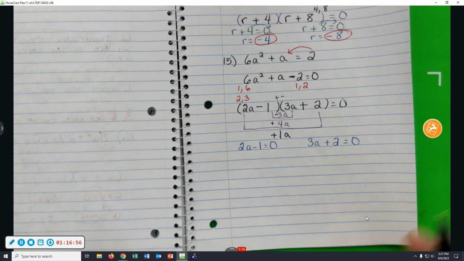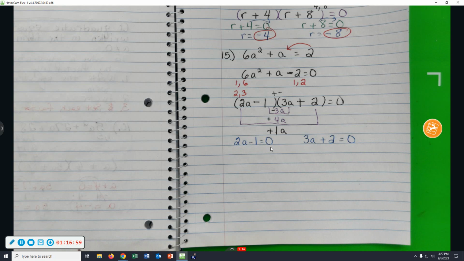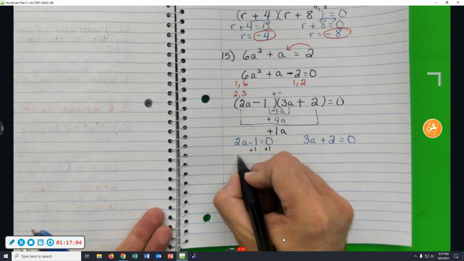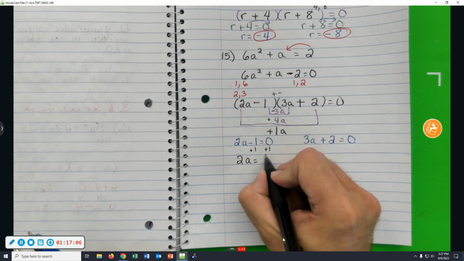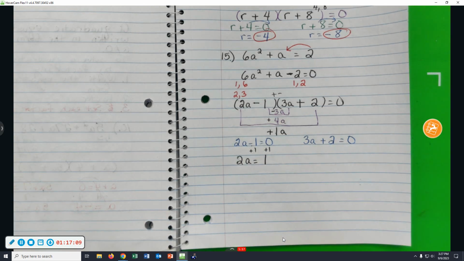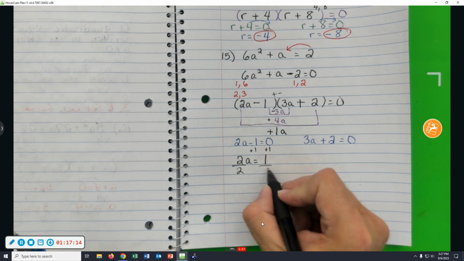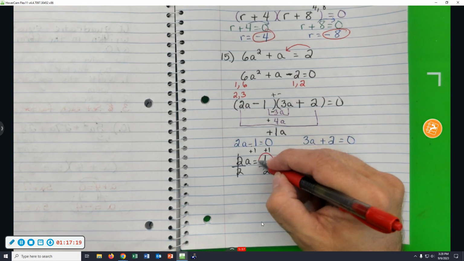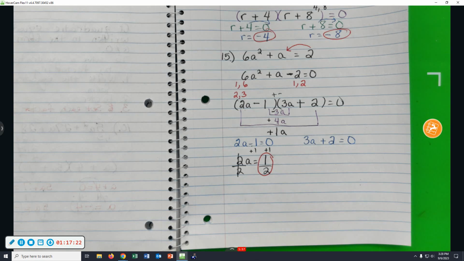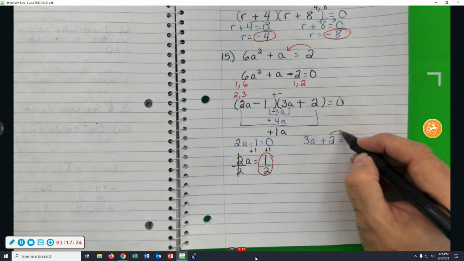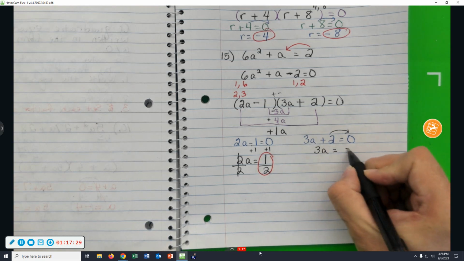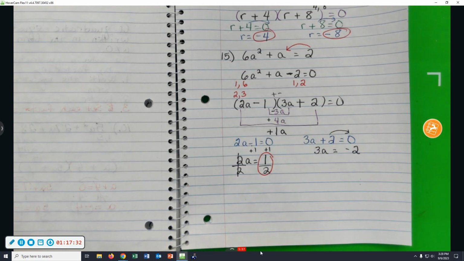So I'm going to let him tell me, what am I going to do first to solve this? Okay, plus 1, so that becomes 2A equals 0 plus 1 is 1. Okay. And then what am I going to do? Divide by 2 to give us A equals. Okay, there's one of my solutions. What am I going to do here? Okay, subtract the 2. This time, instead of saying minus 2, I'll put the little arrow. And then divide by 3.